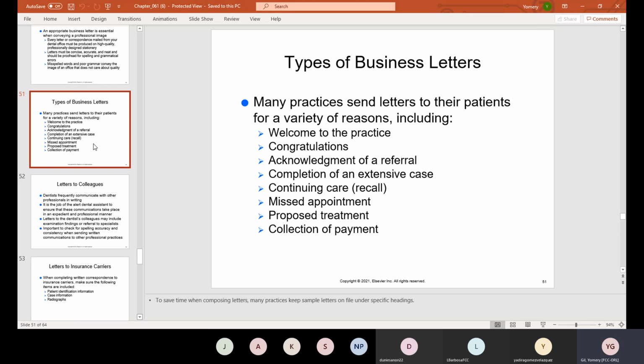A completion of an extensive case, continuing care, which is also called a recall, and usually the offices will send those out every 6 months, and it'll say, hey, you're due for your 6-month cleaning and checkup, etc. If you missed your appointment, they might send you letters, proposed treatment, or a collection of payment.